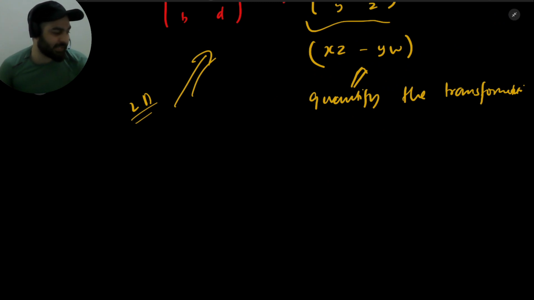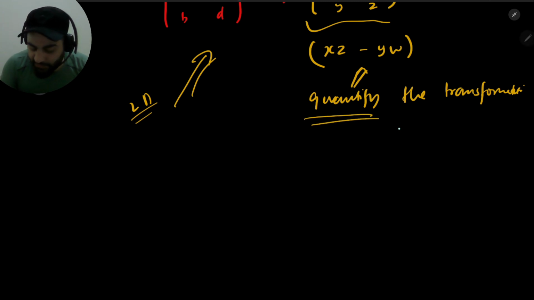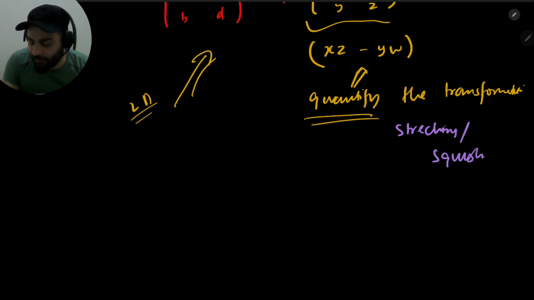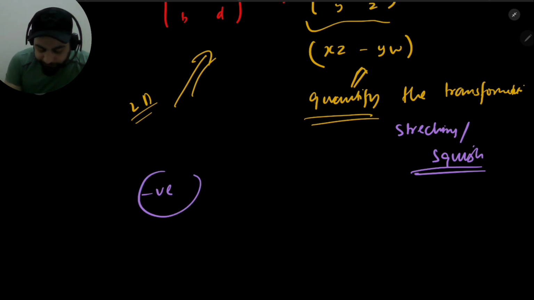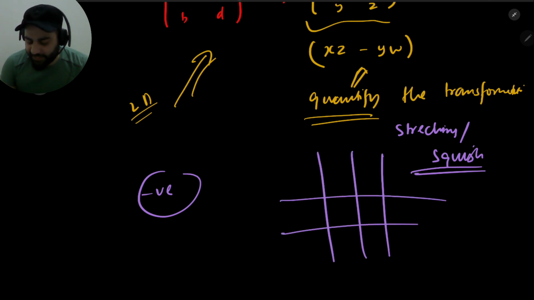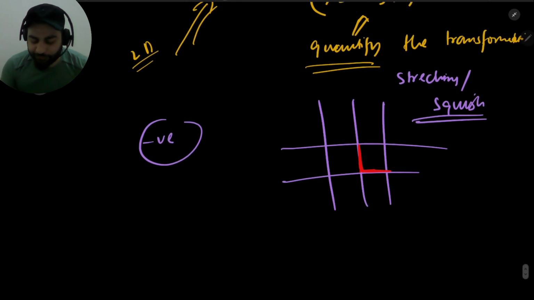Determinants basically quantify this stretching or squishing. But there is a twist: determinants can be negative. What is the meaning of negative? If we have this i cap and j cap and it's stretched somehow, but the orientation of the space remains the same, then we call it a positive determinant.